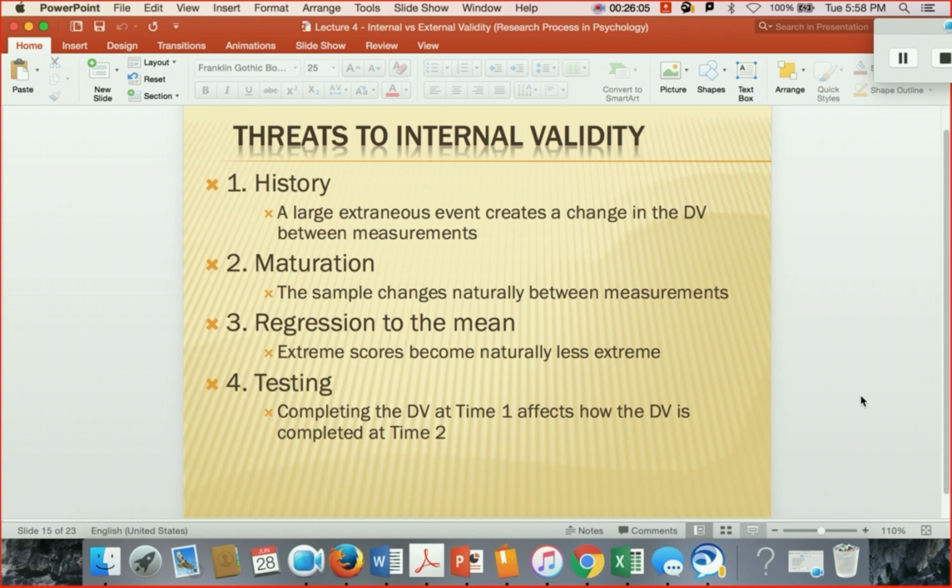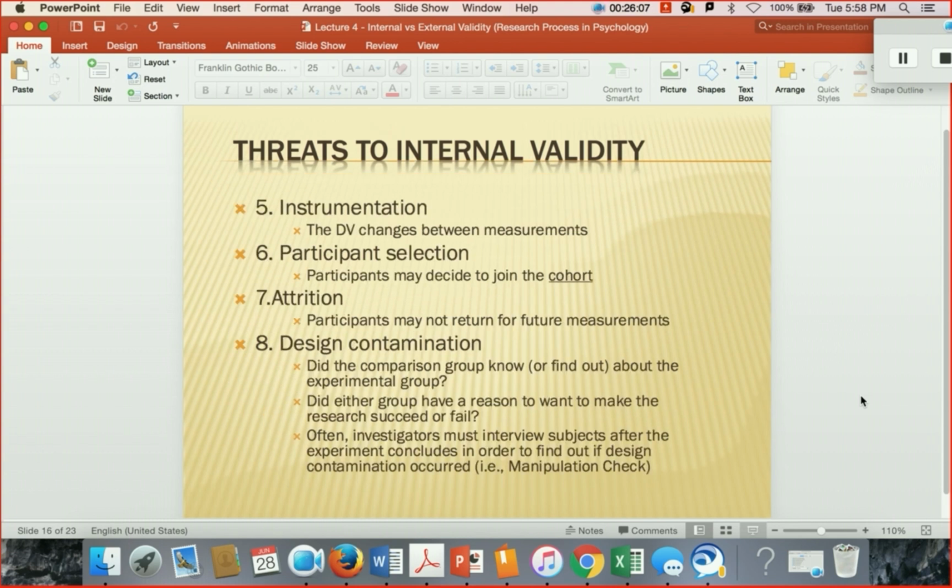Everyone good? Perfect. Fifth, the issue of instrumentation. Your dependent variable just naturally changes between measurements, and the way that my instrument needs to be used needs to also change.